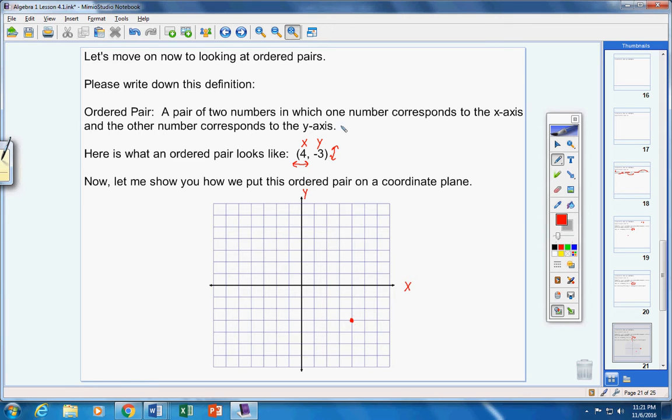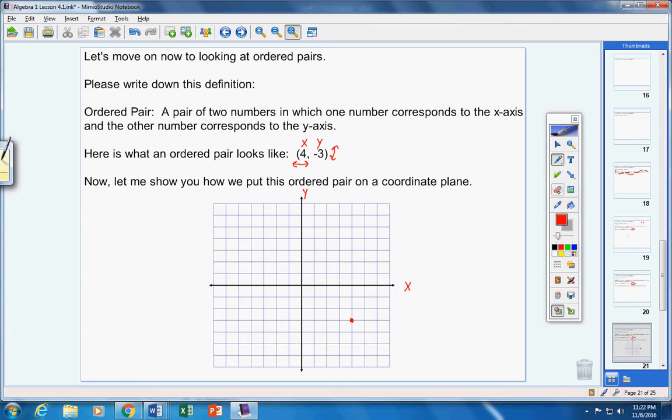So each ordered pair gives you 1 point. By the way, if you want to graph the y value first, that's fine. The y value is down 3. Always start at the origin, by the way. We'll go down 3. So 1, 2, 3. And then we go positive 4 to the right. 1, 2, 3, 4. There we go. It's that simple. Okay? Not difficult at all.